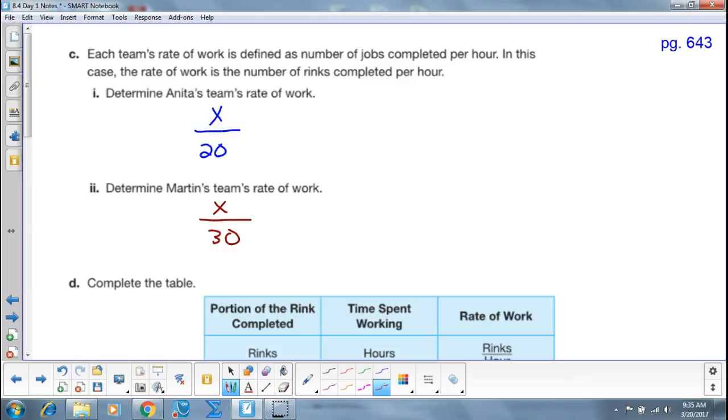Actually, I don't like this. Tap the brakes. Let me change that. Instead of X there, I'm going to put 1 and 1, because it's one job in 20 hours, one job in 30 hours. Looking ahead to the table, you'll see why here in a minute.